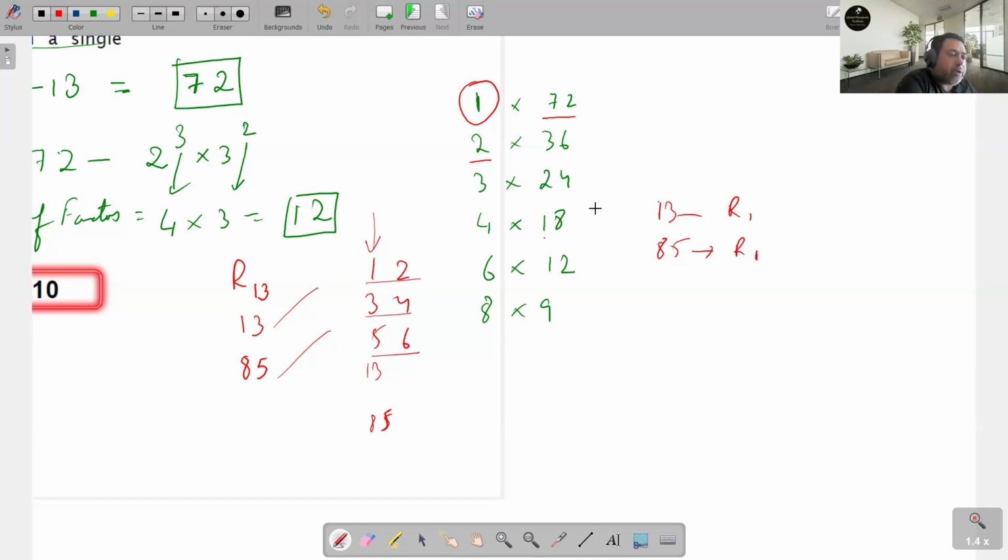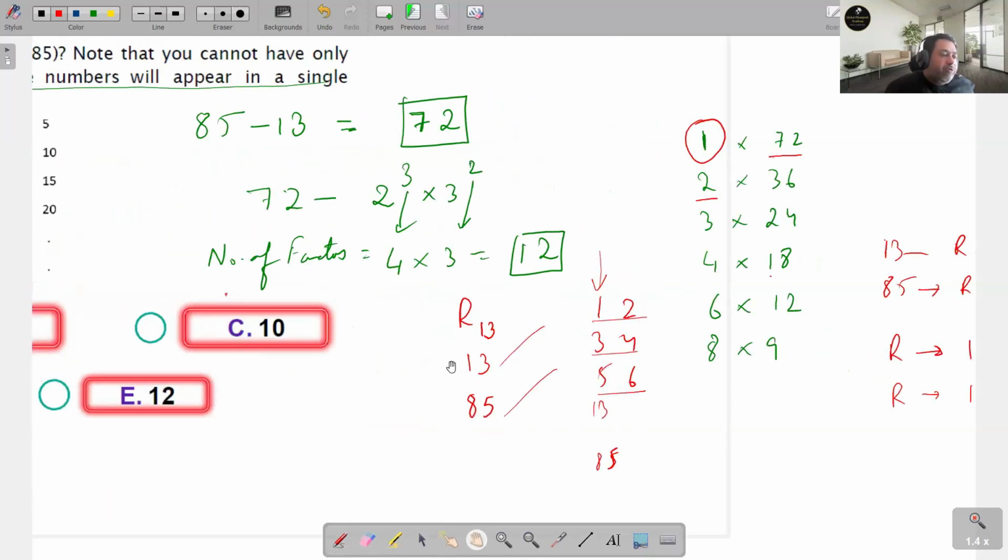What about 18? If you divide 13 by 18, your remainder will be 13 itself. And when you divide 85 by 18, again your remainder will be 13 itself, because 18 times 4 is 72, and then 13 will be the remainder. So the remainder will be the same in each case. They might be different for different divisors, but they'll fall in the same remainder column. So I hope you understood the concept.